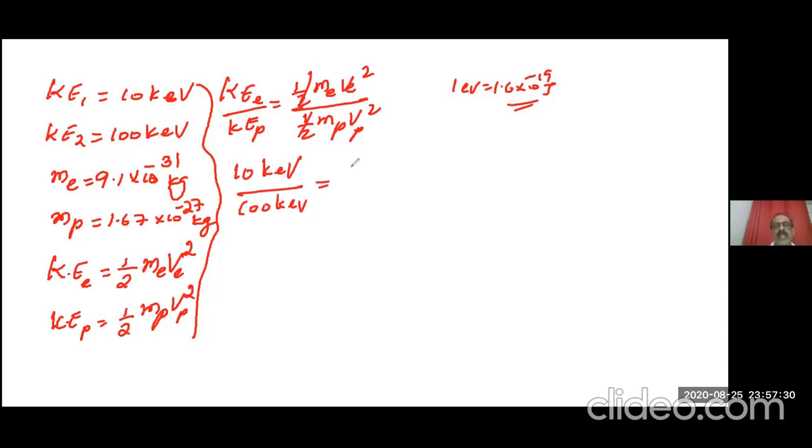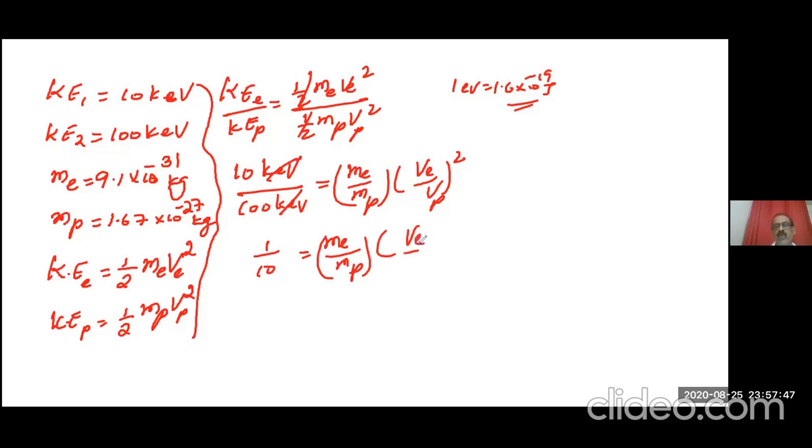That's equal to Me by Mp into V by Vp whole squared. This is now 1 by 10. keV cancels, 1 by 10 is equal to Me by Mp into V by Vp whole squared. Now V by Vp whole squared is equal to 1 by 10 of Mp divided by Me. Okay, finish up to there.